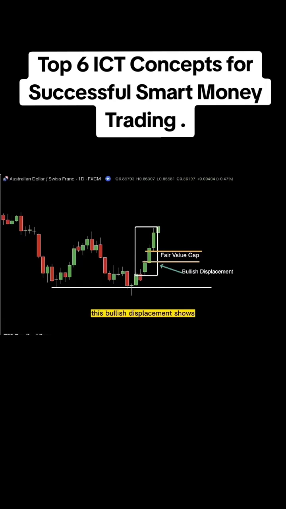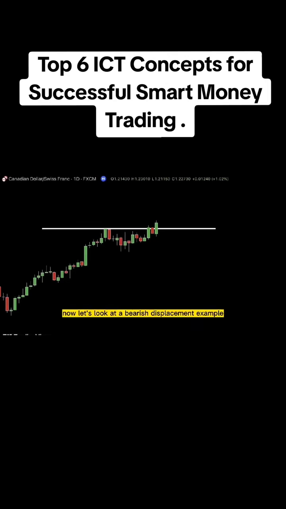This bullish displacement shows how smart money used the sell-side liquidity sweep to drive the market higher, trapping retail traders who were positioned short and benefiting from the liquidity grab. Now, let's look at a bearish displacement example, which happens after a buy-side liquidity sweep.